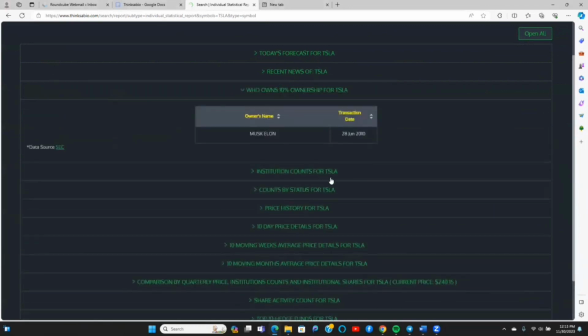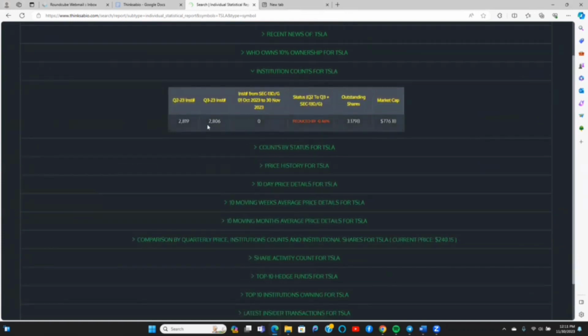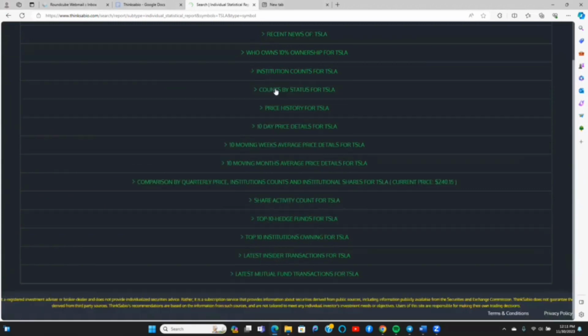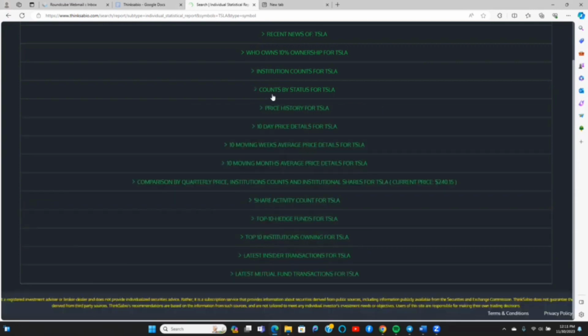Then you have who has at least a 10% ownership for Tesla. In this case, it's Mr. Elon Musk, but there are some other stocks where institutions or a longer range of people own that. So it can be useful to look at that. Institution count. This looks at how many institutions are investing in a particular stock in the latest quarter, and how that has changed from the previous quarter. So then we have counts by status. So how many institutions and top 10 hedge funds and top 10 institutions are looking at something.